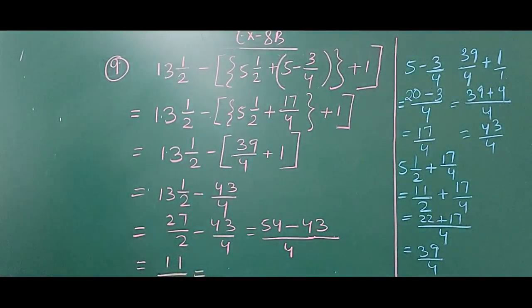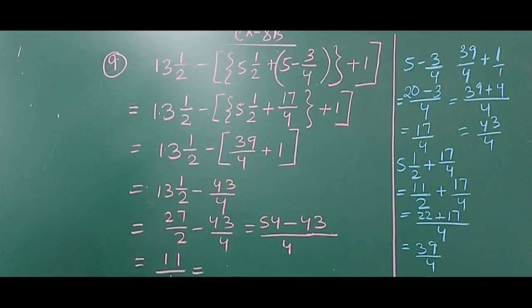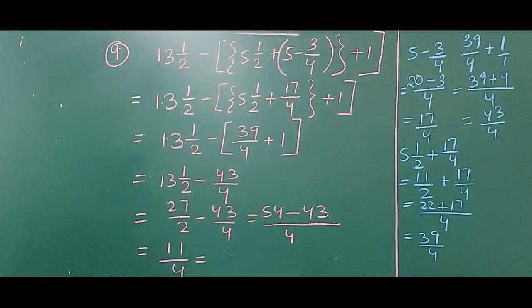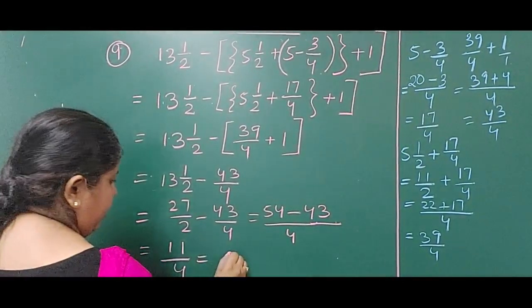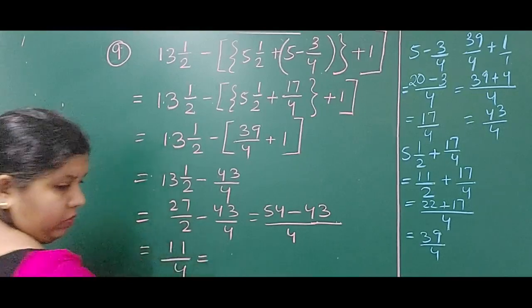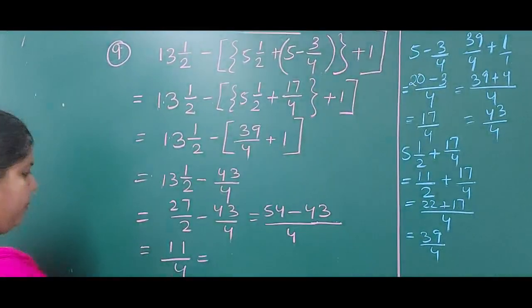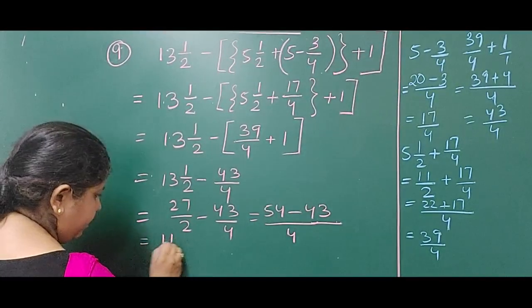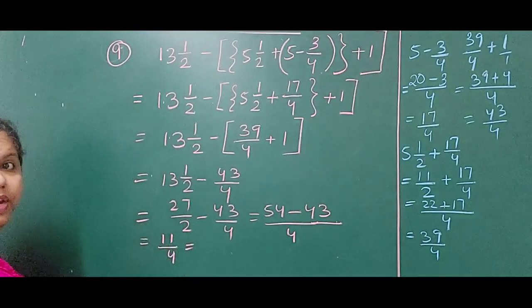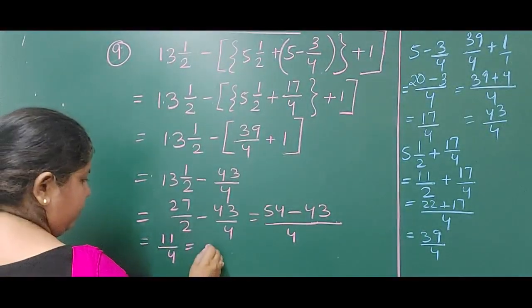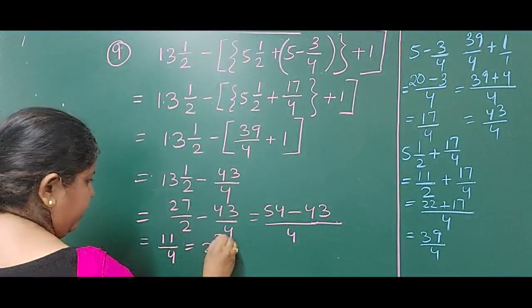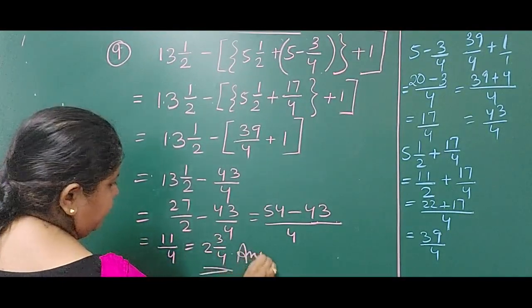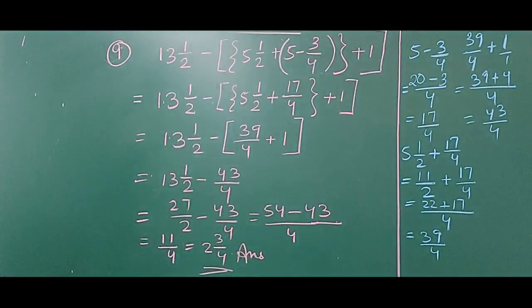When we convert it into a mixed fraction, what do we get? 4 2s are 8. Just a moment. So in mixed fraction, what will you get? 4 3s are 12, remainder 3. So 2 and 3 by 4 becomes the answer. So I hope this is clear to you how we have solved.